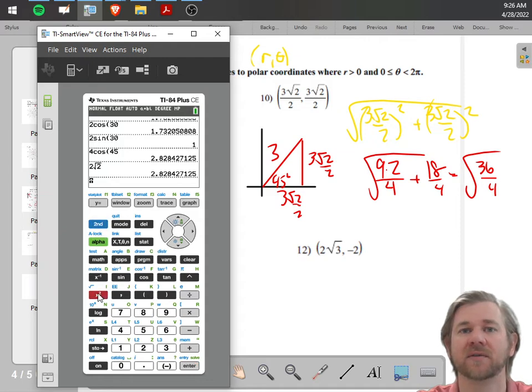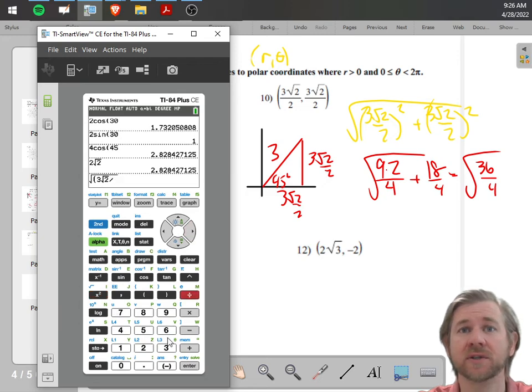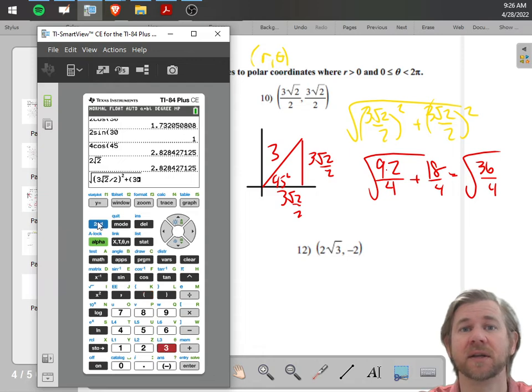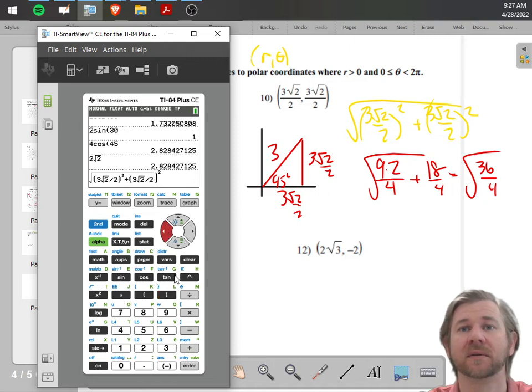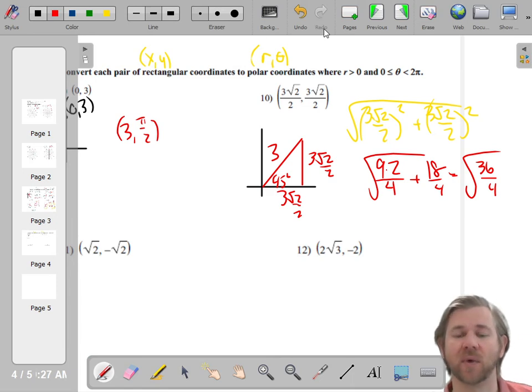I'll do the square root of 3 radical 2 over 2. So I'm putting that whole thing in parentheses and then squaring it, and then I'm going to do it again, plus, in parentheses, 3 radical 2 over 2. The whole fraction gets squared. Oops, not that part. Then I've got to delete this, and this. So you can eventually type it in. It's a little tricky, but you type the whole thing in and then you get 3. So we get the radius is 3.